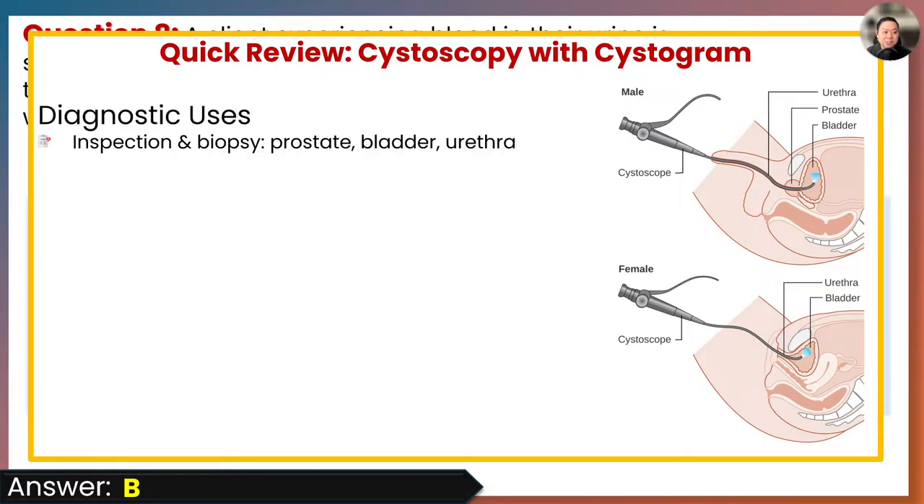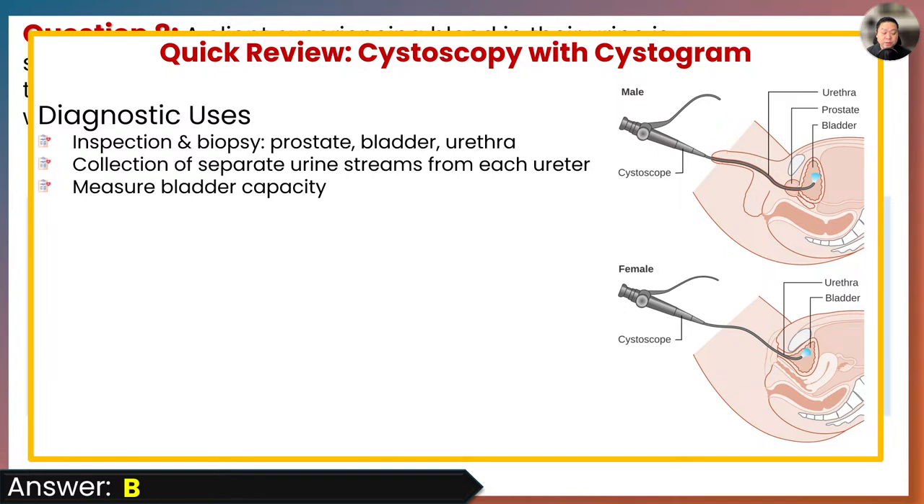One is to inspect and also to do biopsy in the following structures such as the prostate, the bladder, and the urethra. For example, if there are any conditions like cancer or maybe infection, this is going to be a very helpful type of diagnostic testing. And also it can enable collection of urine sample from each ureter for accurate testing, and this is often going to be using ureteral catheters as well.